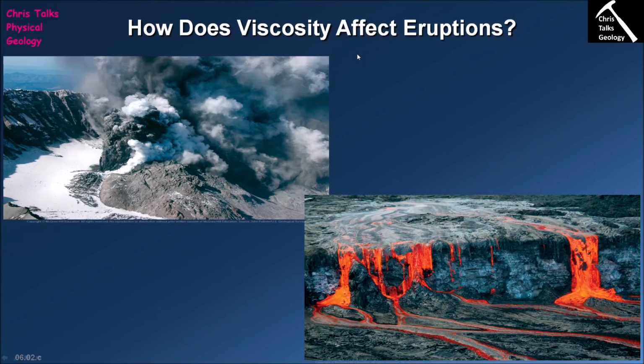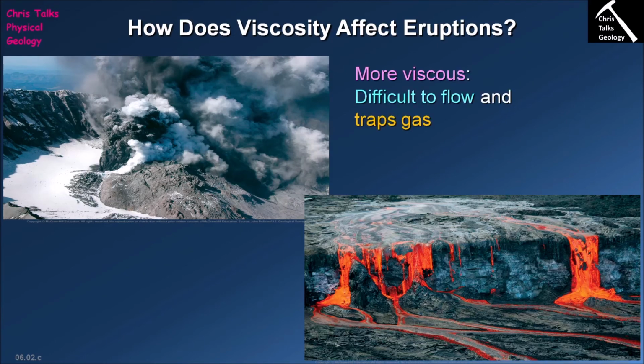So how does the viscosity actually affect the eruptions? Well, if we have a lava that's more viscous, it's going to find it difficult to flow away from the volcanic vent, and because it's so viscous, it means that the gases which get released by the lava are going to get trapped, and so the gas bubbles can't escape the lava before the lava solidifies, and so this means we're going to end up with a highly vesicular volcanic rock.